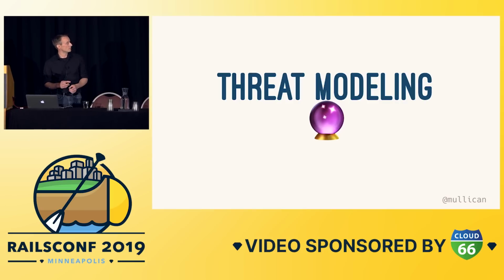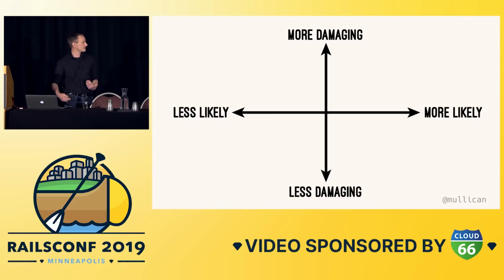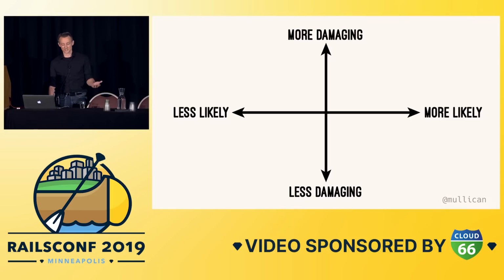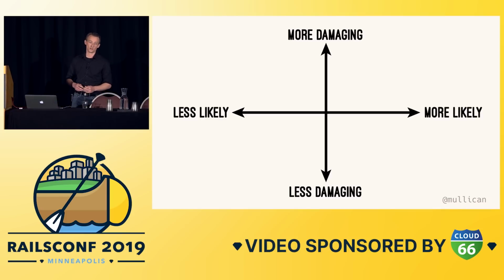Something you can do on a whiteboard with a team and just start a conversation. I like to think of these things along two axes. We have a line that says whether something is more likely or less likely to happen, to be a problem for us, and then the other axis says whether something is more or less likely to be damaging, or how much damage is likely to be caused to the software, to the business, to its users, if that threat occurs, if the attack is successful.